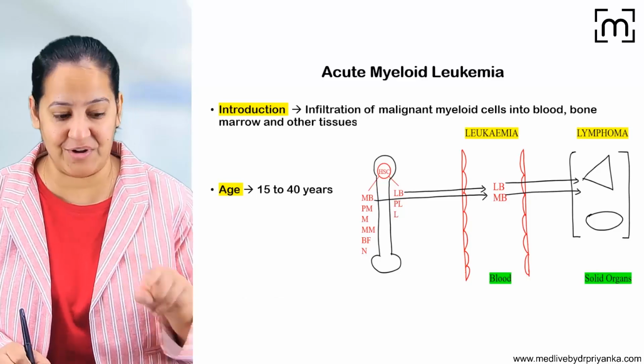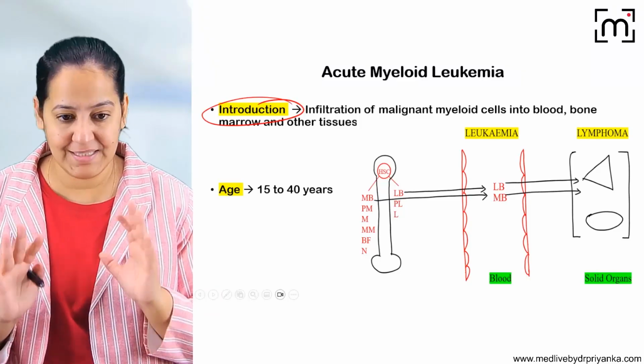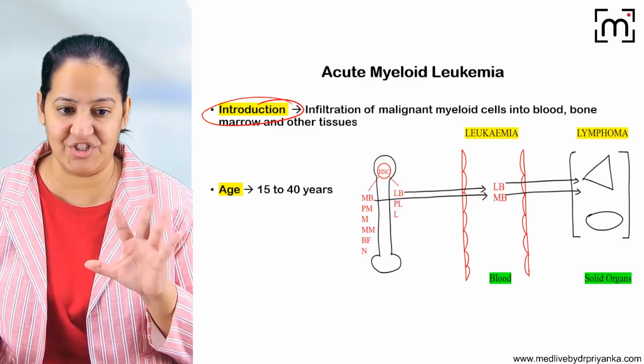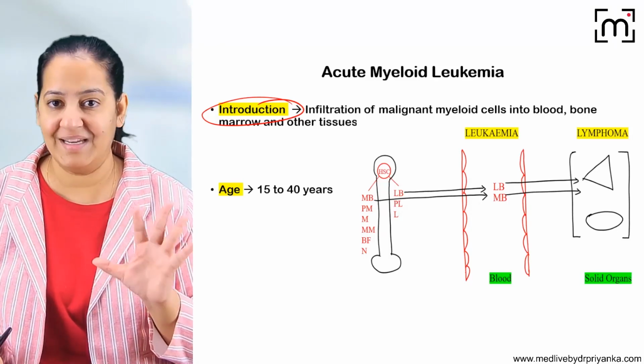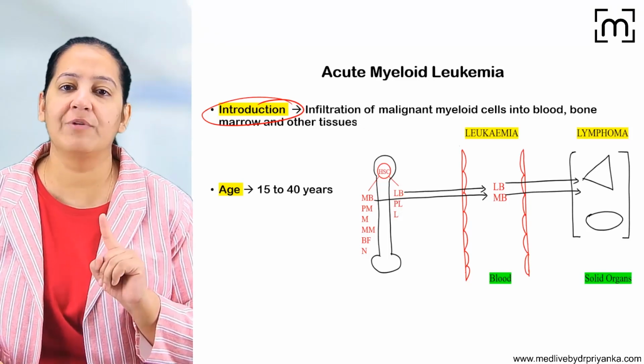So let's start with introduction. What is AML? What is happening in the AML? Can you see the diagram? I guess you can understand this basic diagram. You have watched my video on classification of leukemia and lymphoma. You can understand how the WBCs are formed and they are coming in the blood. And you know what is leukemia?